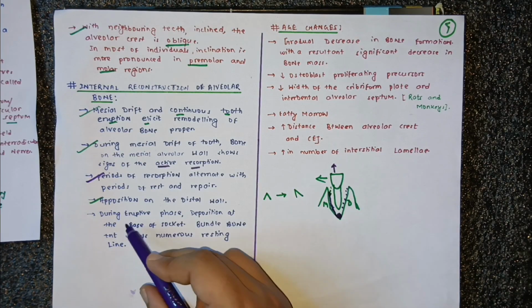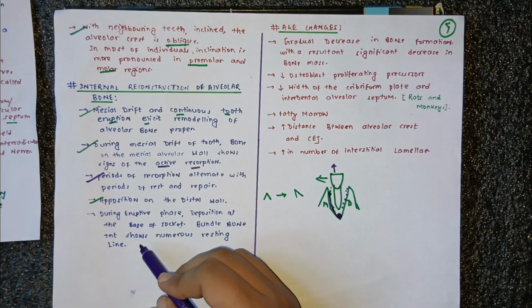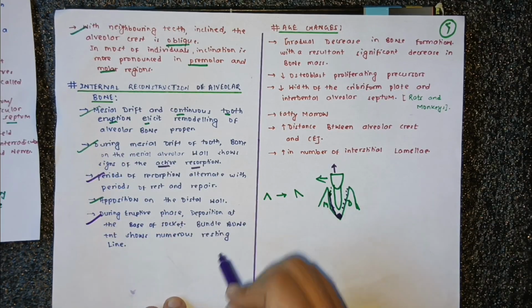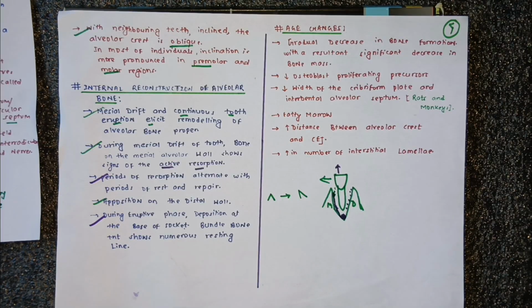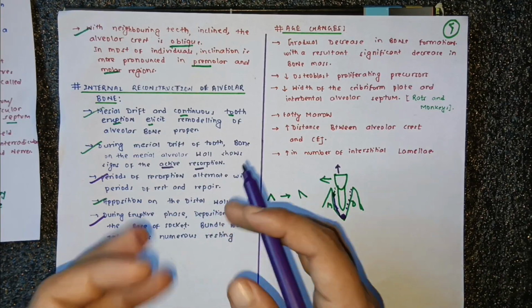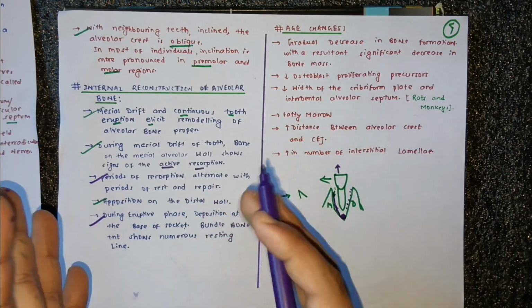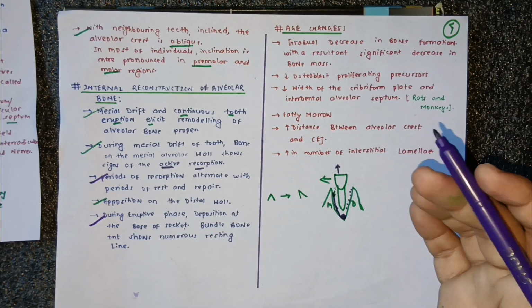That is the general concept and common sense. At the base of the socket there is deposition and the tooth erupts in the upward direction. During the eruptive phase, bundle bone shows numerous resting lines. We have discussed the resting line and reversal line properly. When mineralization is happening, we can see the rhythmic lines, that is the resting lines. But the reversal line separates bone resorption from bone formation.